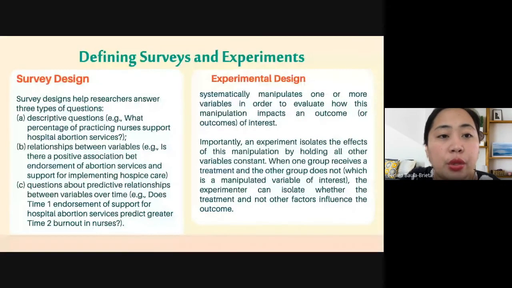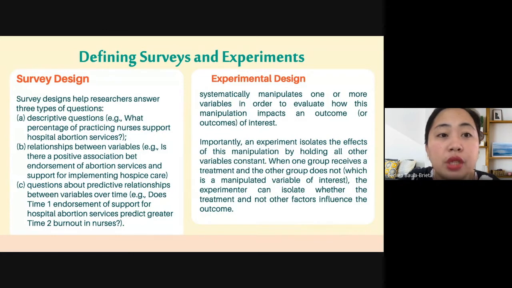Letter C, or the third type of questions in survey design, is about predictive relationships between variables, but with the essence of time. So, does time one endorsement of support for hospital abortion services predict greater burnout in nurses at time two? So there is the essence of time.